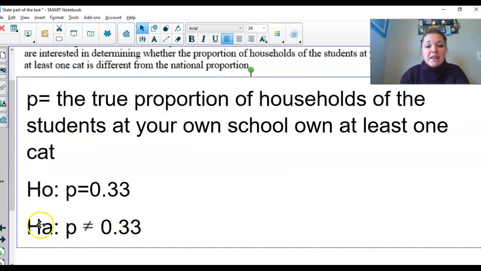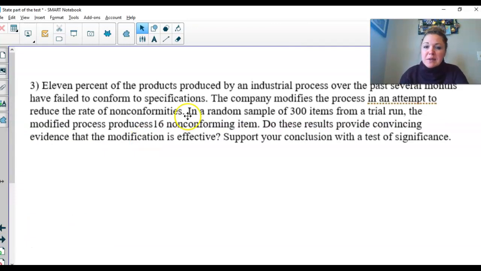All right. And then a less than. So let's do this one together as well. Again, I encourage you to pause it, try it on your own, see if you can get it right. 11% of the products produced by an industrial process over the past several months have failed to conform to specifications. The company modifies the process in an attempt to reduce the rate of nonconformities. In a random sample of 300 items from a trial run, the modified process produces 16 non-conforming items. Do these results provide convincing evidence that the modification is effective? Support your conclusion with a test of significance.